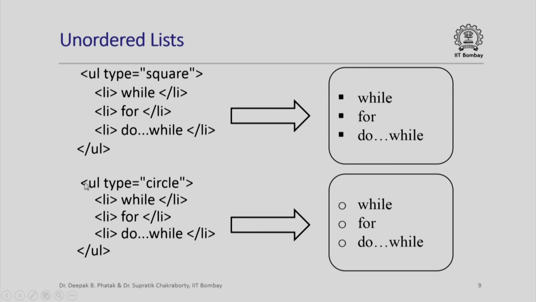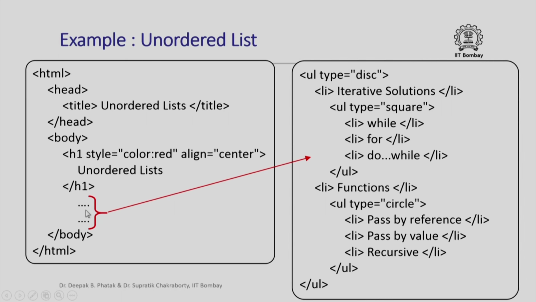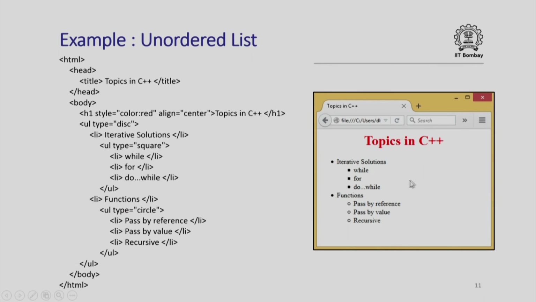Here is another unordered list UL which is using type circle. So you will see this. This is including this unordered list into a larger specification of the document which says something like unordered list, style is, color is red, you want it aligned, centered, etc. When you write a HTML page like this, this is the page and this is how it will look like. So topics in C++ comes as a header and the unordered list comes in this fashion.